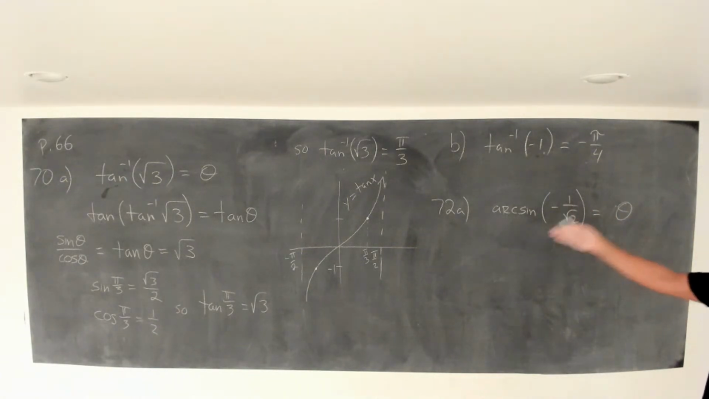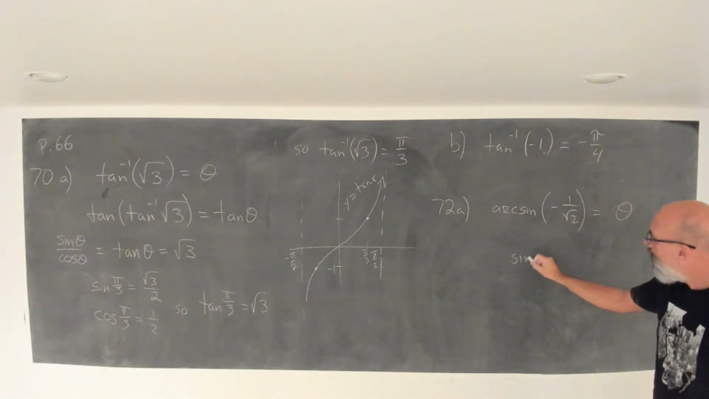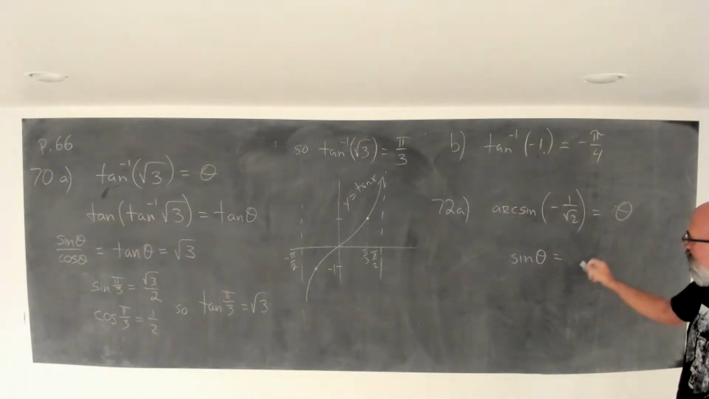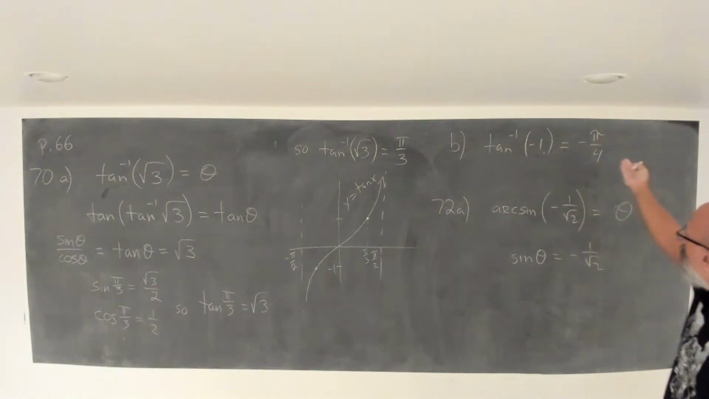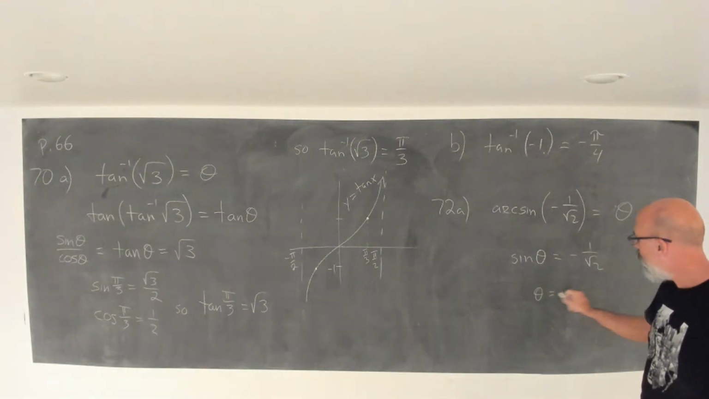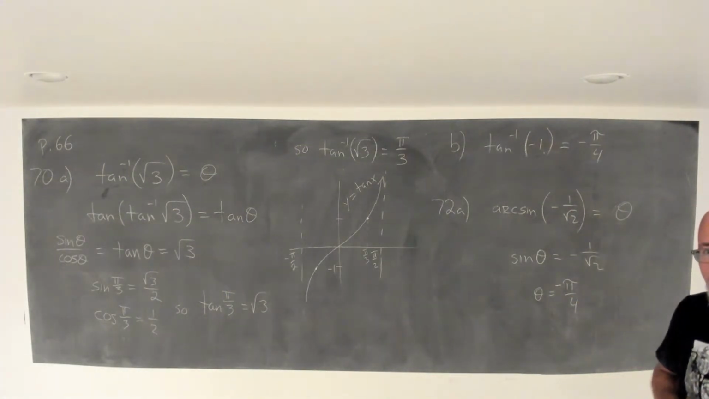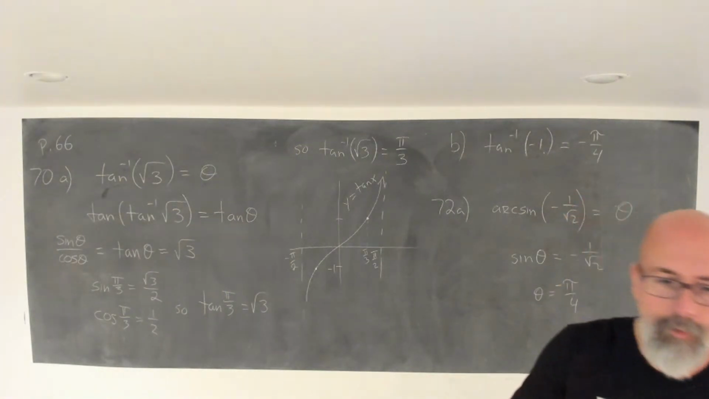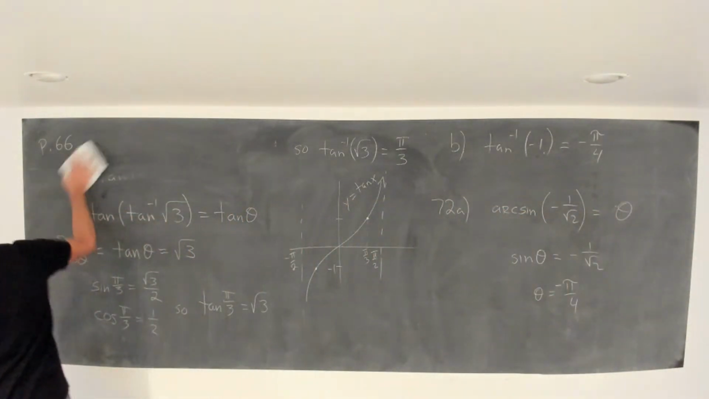Let's call that theta. And this is equivalent to asking, if you take sine of both sides, when is sine of theta -1 over √2? Well, I think we had just argued negative pi over 4. So it's really the same answer as before.